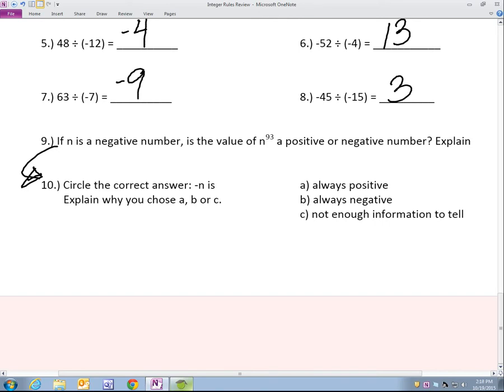Any negative number. Now it says here, is the value of n to the 93rd a positive or negative number? What that means, as far as exponents go, is n times n times n, dot dot dot, n times n. That means there are 93 n's being multiplied together. Is that positive or is that negative? I think it's negative, since 93 is an odd number. You are correct. It is negative because 93 is an odd number.